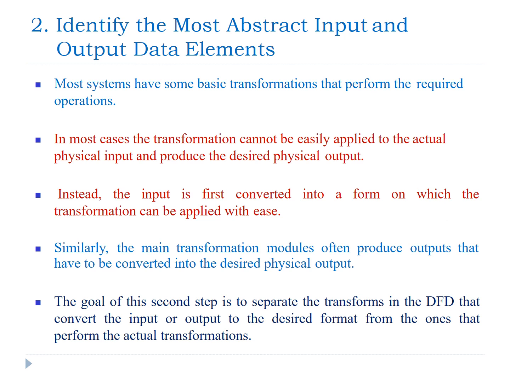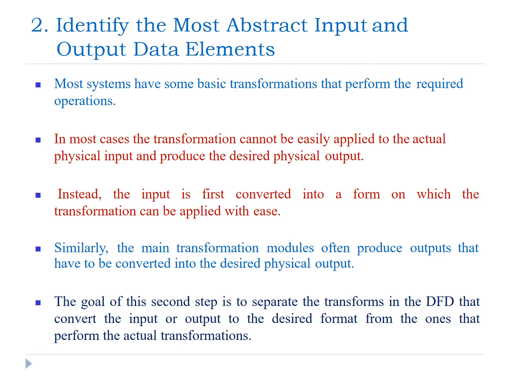Now step 2, identifying the most abstract input or most abstract output in data elements. Most abstract input is also known as MAI, and most abstract output is also known as MAO. So let's have a look. Most systems have some basic transformation that performs the required operations. In most cases, the transformation cannot be easily applied to the actual physical input and produce the desired physical output. Instead, the input is first converted into a form on which the transformation can be applied with ease.